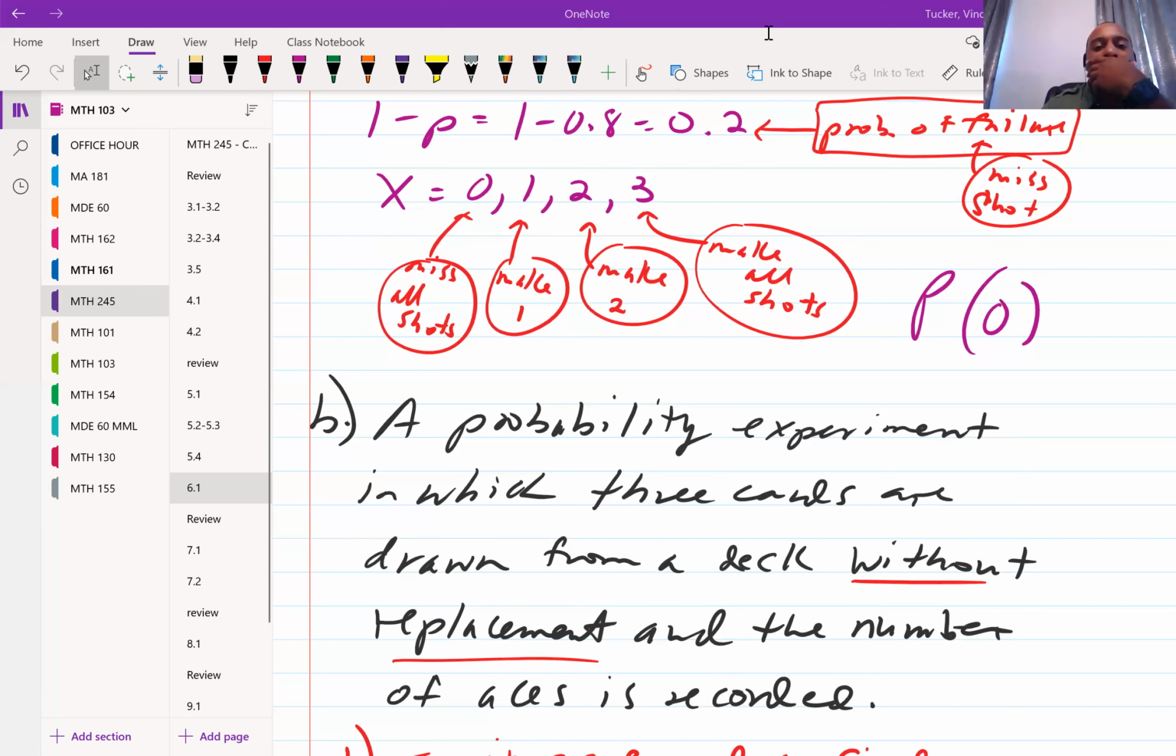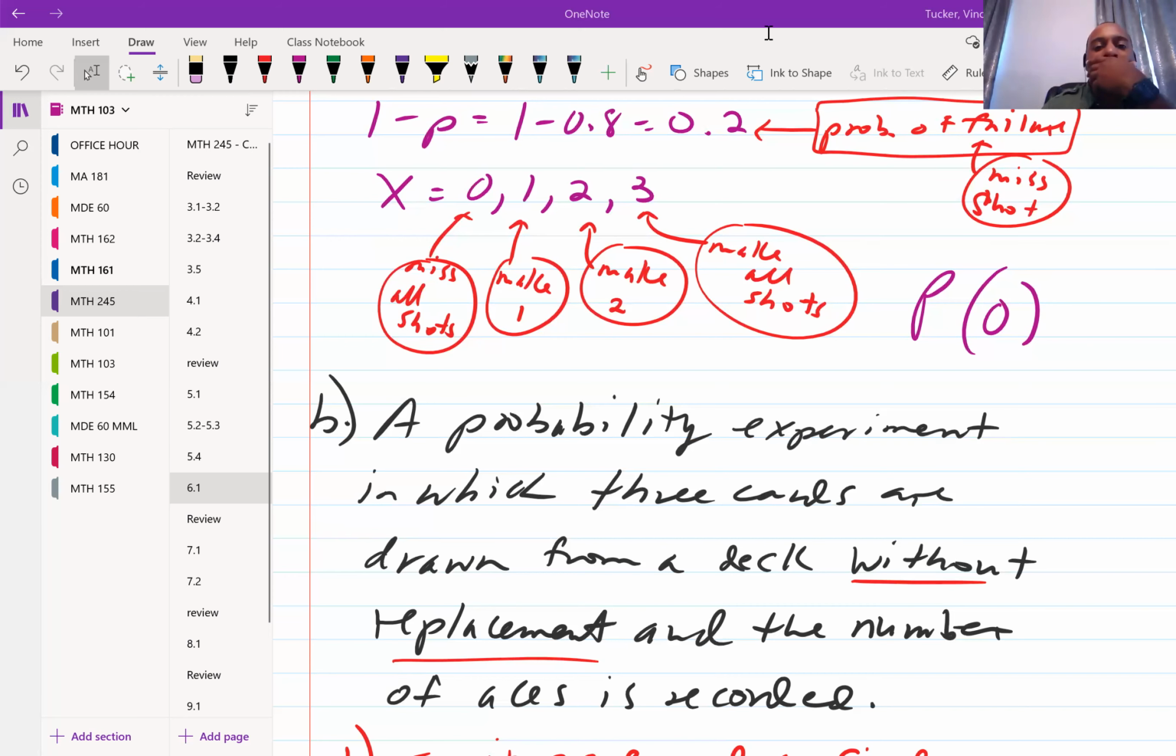That means you're not replacing the card you just took out. So if you have a 52 card deck and you pull a card out, now you have 51 cards. So now the probability changes every time you pick out a card. Now, if it said with replacement, then the trials would be independent because you will be putting the card back.